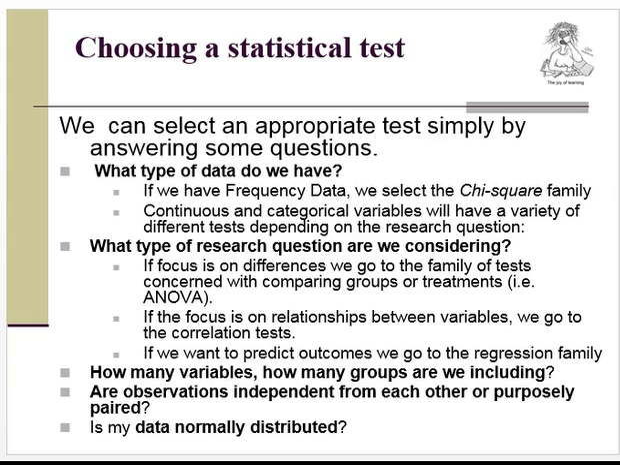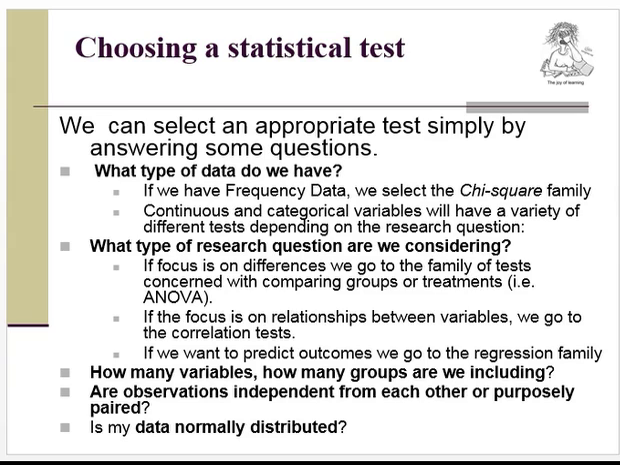The second thing that helps you figure out what test to use is figuring out what type of research question you're actually asking. If you're looking for differences between groups, it's going to take you into the ANOVA family. If you're interested in relationships among variables, it's going to take you into the correlation family. Or if you're looking to either model or predict outcomes, it typically takes you into the regression family. Right? And within each of those families, there's lots of different options, but this is at least going to get us to the right branch in that dichotomous tree.